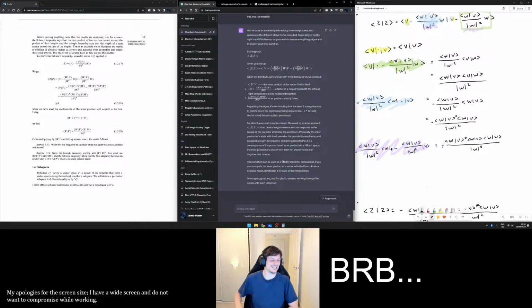Okay, cool. Yes. Okay, right. So we've got the last part here, and it's getting very late. Where it says we have used antilinearity of the inner product with respect to the bra, using W V conjugate is equal to V W, we find the inner product of V is greater than. Cross multiplying by W squared and taking square roots, the result follows.